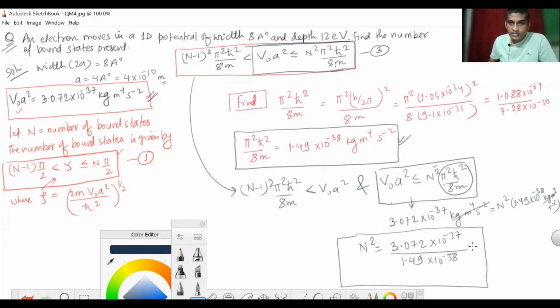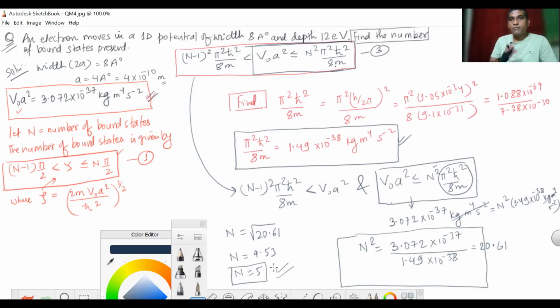So n square is 20.61. Okay, so n is under root 20.61. So we get n equals 4.53, and this is approximately 5. So there are 5 bound states. So we are asked to find the number of bound states. Okay, so there are 5 bound states.